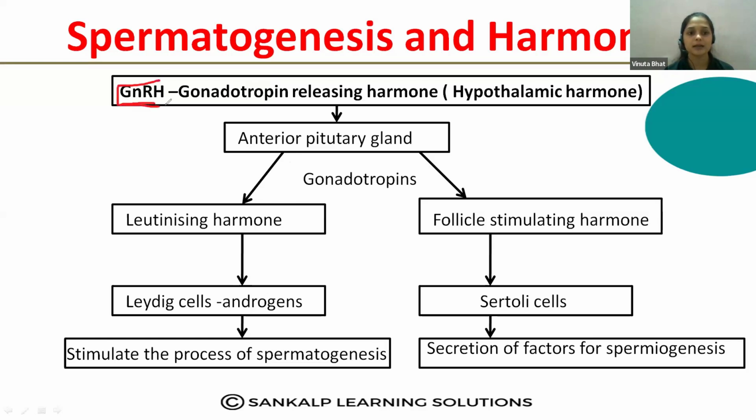Sometimes it is written like this, GnRH, or it is also called as a hypothalamic hormone. So this hormone stimulates the anterior pituitary gland. So a hormone GnRH, gonadotropin releasing hormone, stimulates the anterior pituitary. Anterior pituitary means that is the anterior part of the pituitary gland.